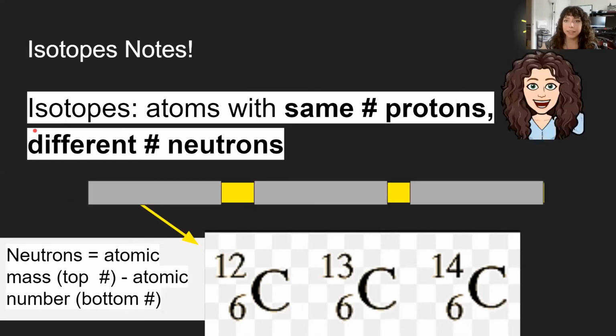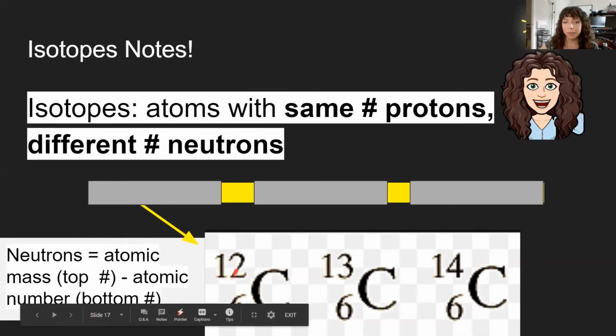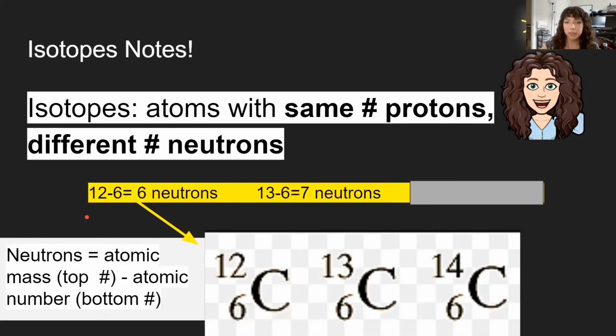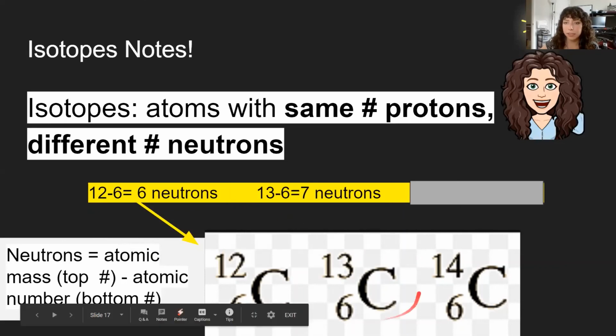All right, let's see how you did. I need to do 12, mass number, minus 6, carbon's protons. That is going to be 6 neutrons. Next one is 7 neutrons. Did the same thing. And finally, 14 minus 6 is 8.